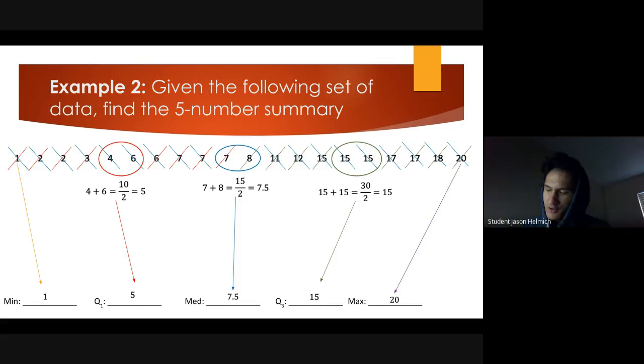Rosengren, yeah, hit me. How do you know which ones to pick when it's uneven? What do you mean?